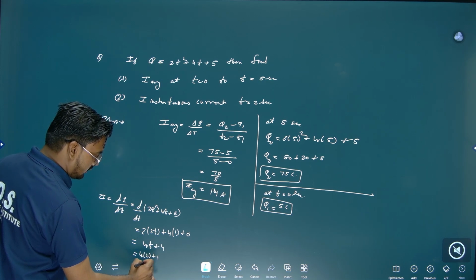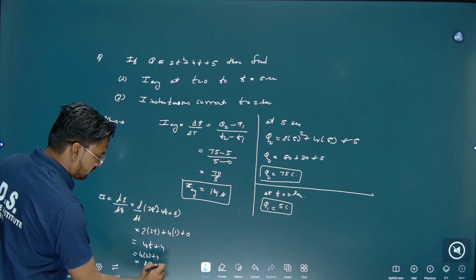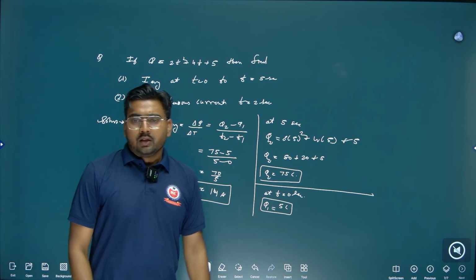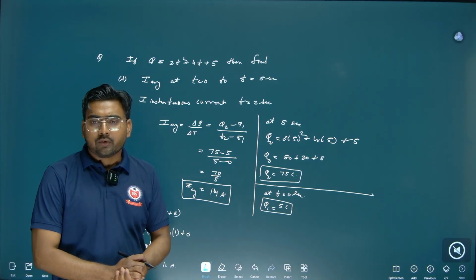So we get 12 ampere. So this is the part of current electricity first lecture.